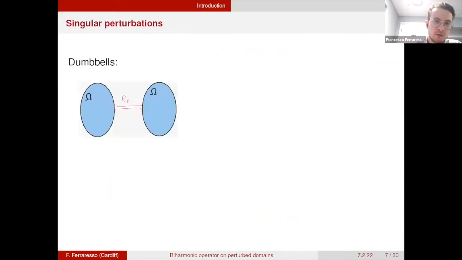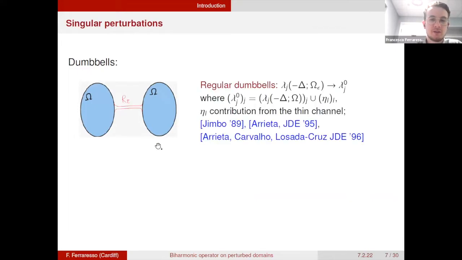And when you have a closer look at what happens, there are two types of dumbbell domains. The first one is what I call a regular dumbbell. That is basically the union of a smooth domain omega that has a very nice boundary and has two connected components, let's say, that are connected with a thin channel R epsilon that has size of order epsilon. Then what happens is that the eigenvalues will converge to the union of two families of eigenvalues in the limit.